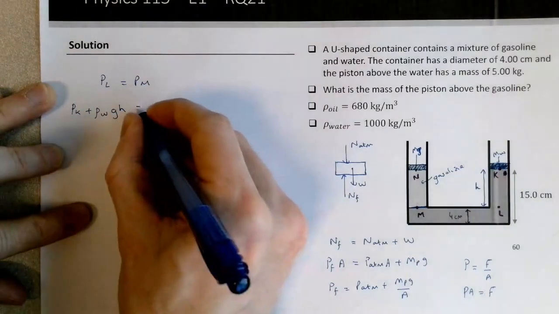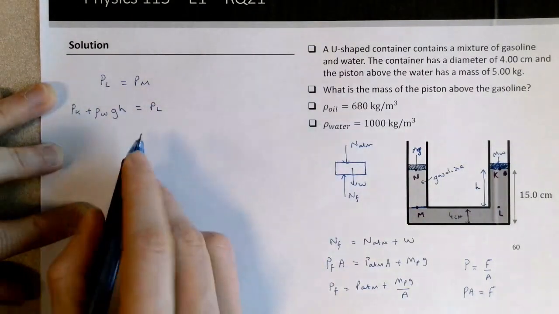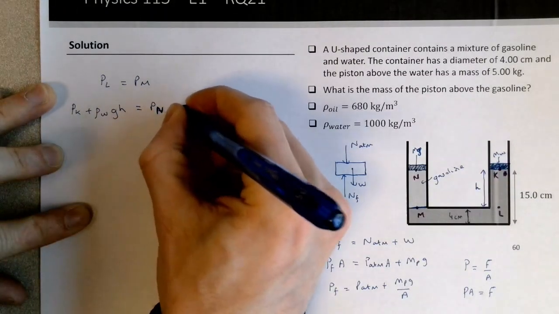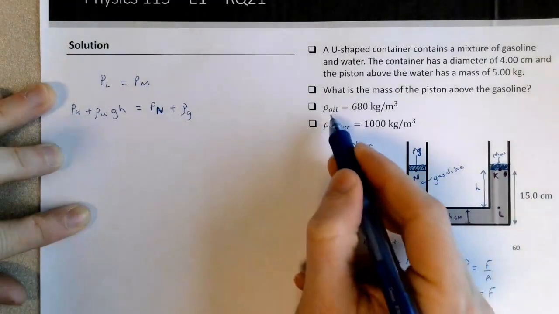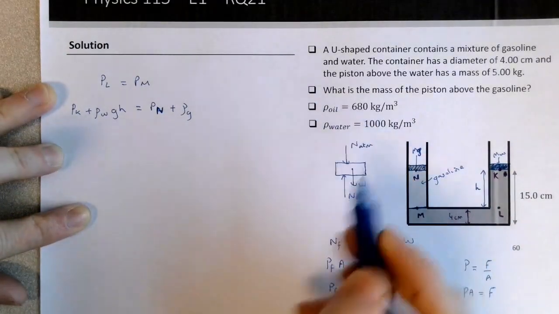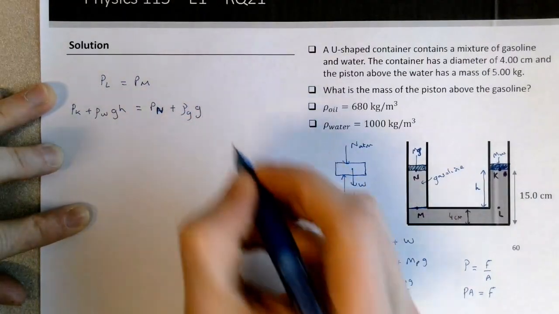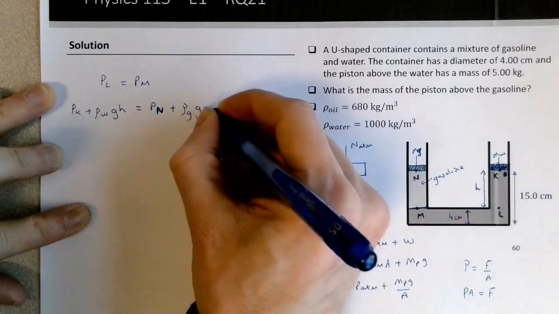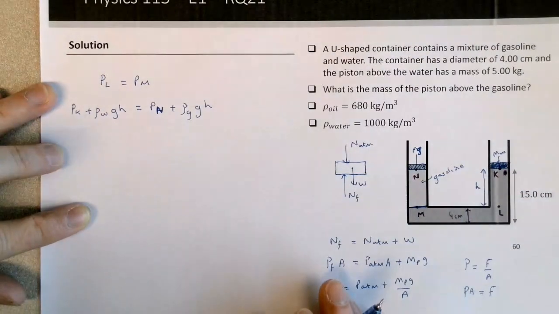And then the pressure at M, which is equal to the pressure at L, is the pressure at N plus rho gasoline. I guess I should have changed this oil to gasoline; I'll do that on the post slides. Times G times the same value of H, because again, these are the same heights.